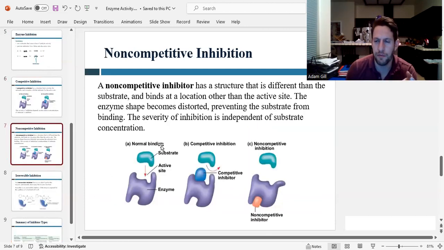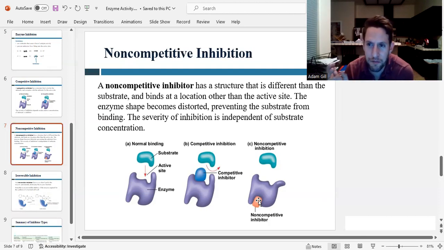Now, the second type of inhibitor is called a non-competitive inhibitor. Non-competitive because it's not competing for the active site. Non-competitive inhibitors bind on the outside of the enzyme, not at the active site. And so this is like playing musical chairs with a cheater. They flip the chair over and sit on the other side of it. So there's no more chair for the substrate to sit on. These are a little more serious, right?